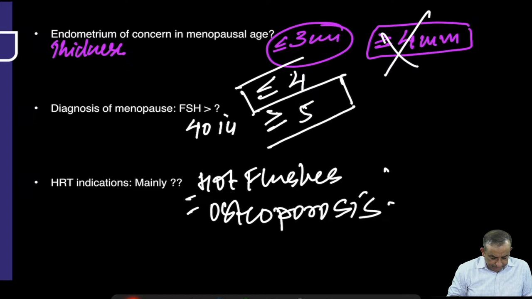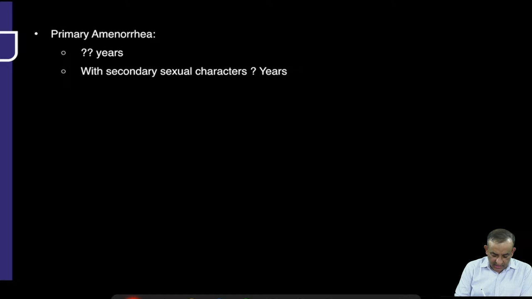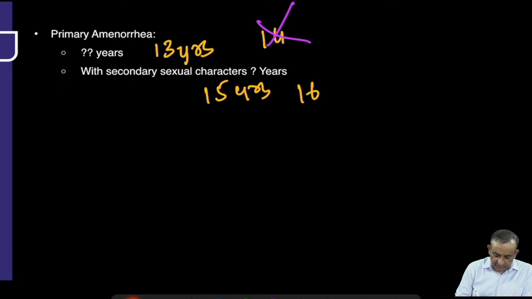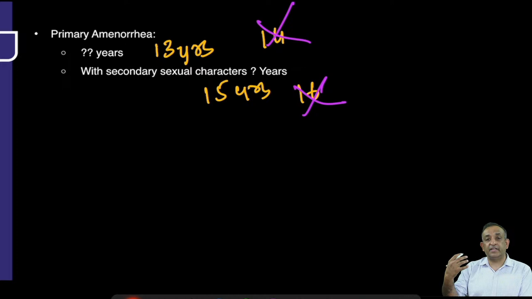Primary amenorrhea, another controversy. Primary amenorrhea is 13 years. If a girl doesn't have periods till 13 years, it is primary amenorrhea. With secondary sexual characters, it is 15 years. Some of you will ask me about 14 and 16, which is very, very outdated. The last 3 editions of Novak have been mentioning 13 and 15, so don't even think about saying 14 and 16. If a girl does not get periods by 13, it is primary amenorrhea or delayed periods. If she has pubic hair, then we can wait till 15. So with pubic hair, if at 15 she also does not have periods, then we say it is delayed periods or primary amenorrhea. All right, 13 and 15.